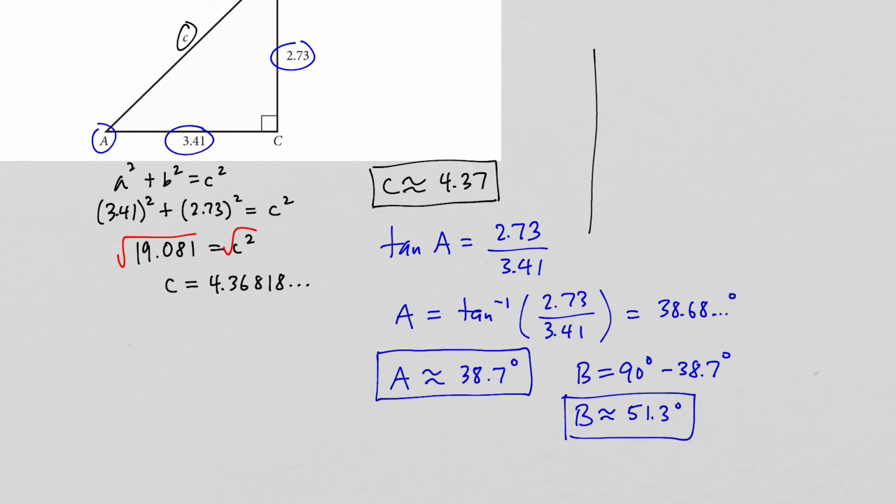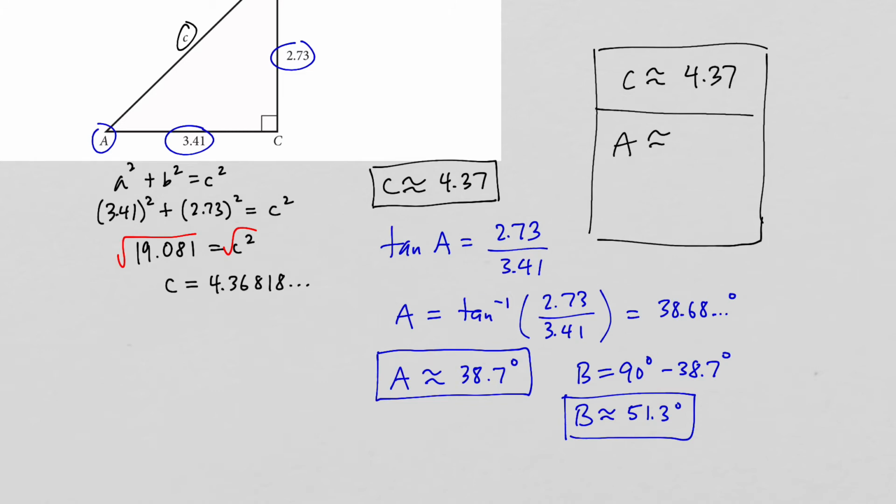So we have our solution box here. We found side C to be approximately 4.37. Angle A is approximately 38.7 degrees. And angle B is approximately 51.3 degrees.